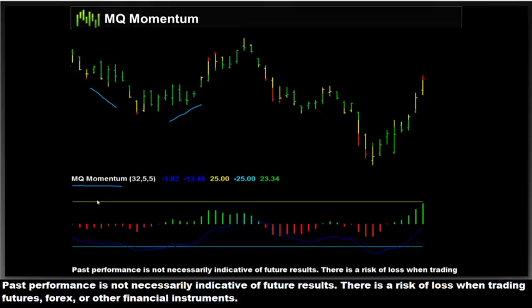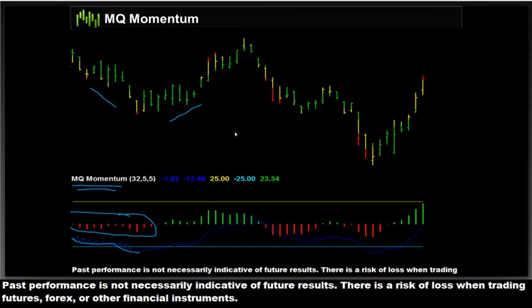factors together. Now when you look at the indicator, MQ momentum is made up of this solid blue line right here. That is the indicator line. Then the other line is this dotted line, which is the slow or trailing line. And the third component is this histogram right here, which basically shows you the spread between the two indicator lines.